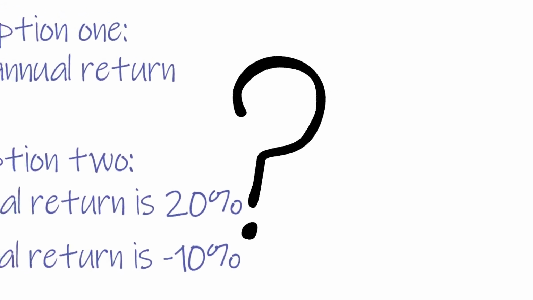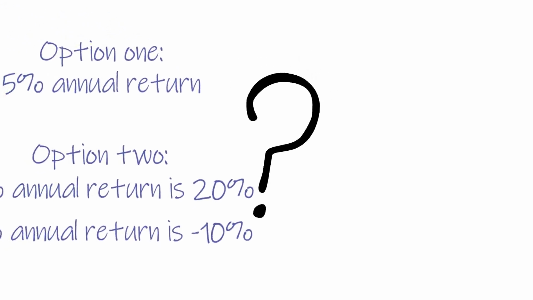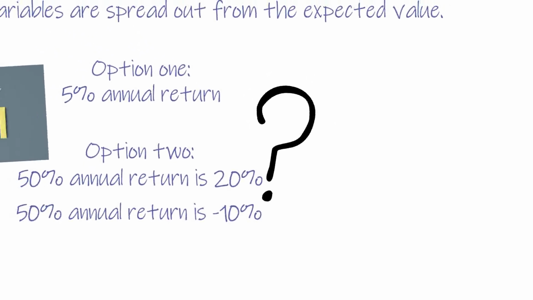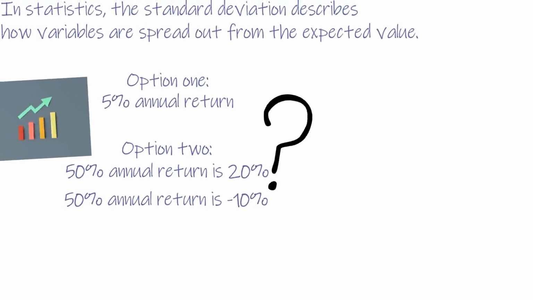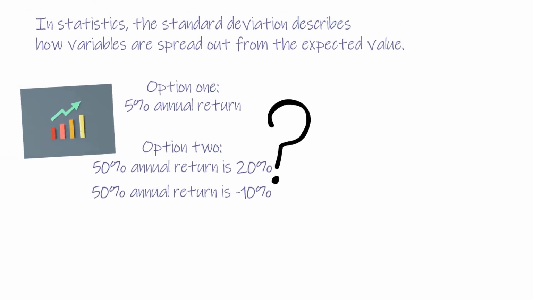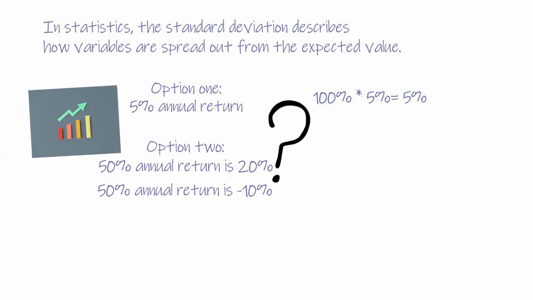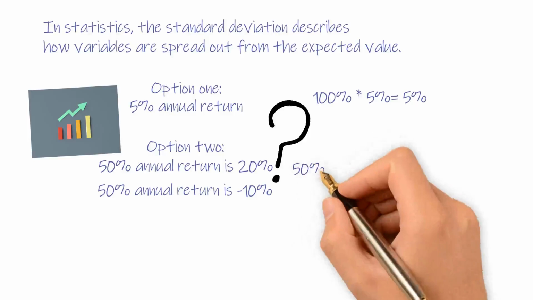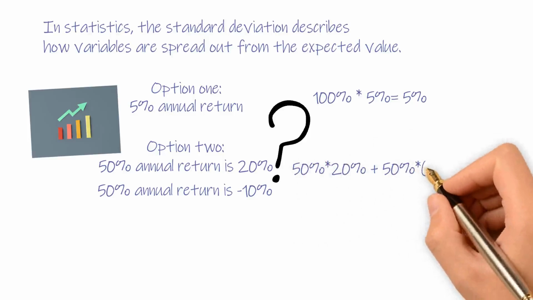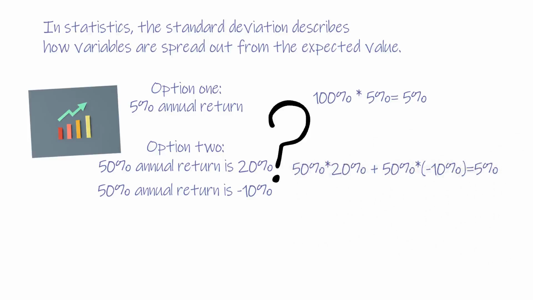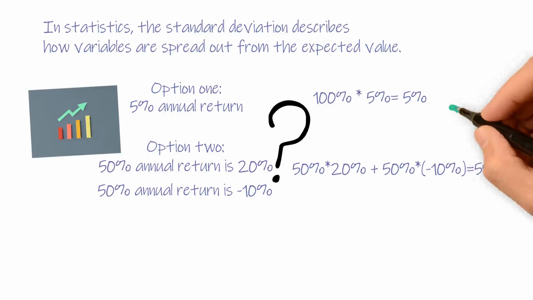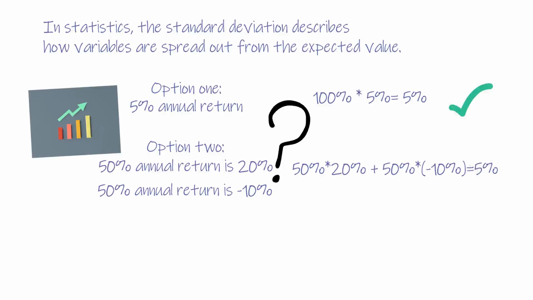We know that the expected value can be used to reveal the variable's long-term value. So let's find out these two options' expected value. Option 1, 5%. Option 2, also 5%. Well, they have the same expected value. But I think most of you will choose the first one. Why? What makes the first one better than the second one?